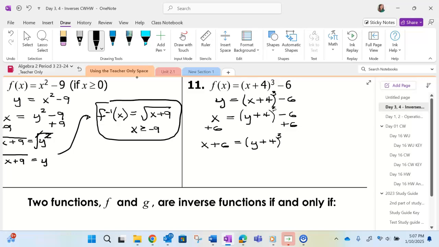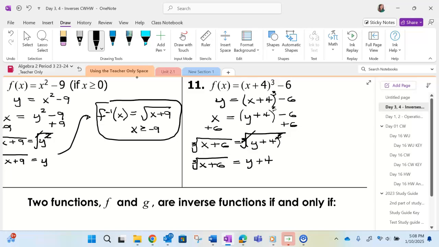Now, ask yourself, remember we're solving for y. How do I get rid of a cube? Well, the opposite of cube is cube root. The little 3 goes in the little nook. Remember, all the roots go in that little nook. If we do it on this side, we have to do it on that side. So now we have the cube root of x plus 6 equals, a cube and a cube root cancel out, y plus 4.